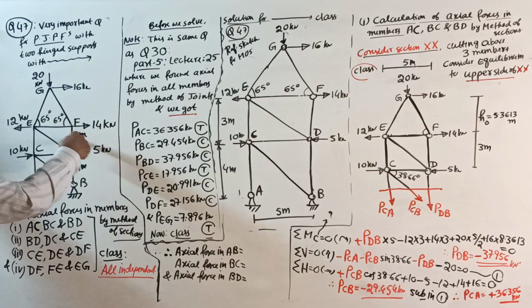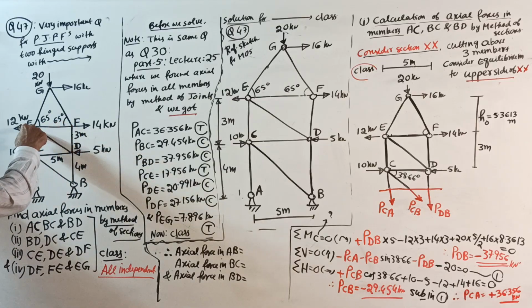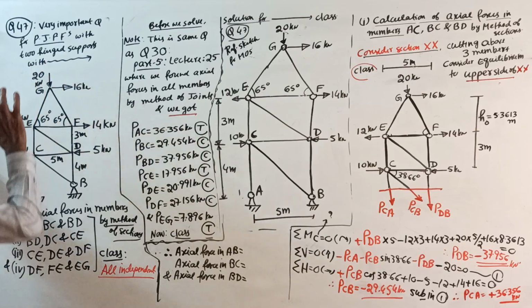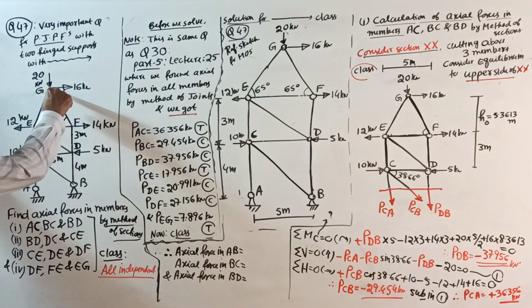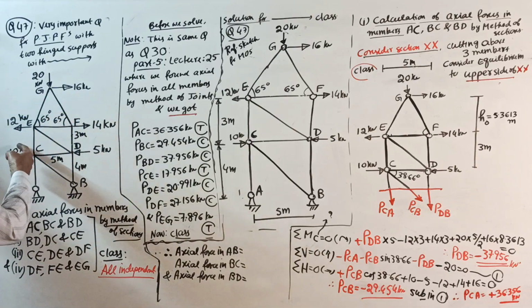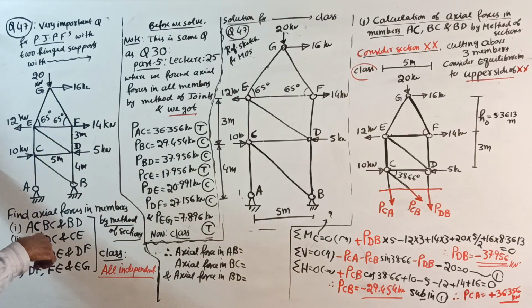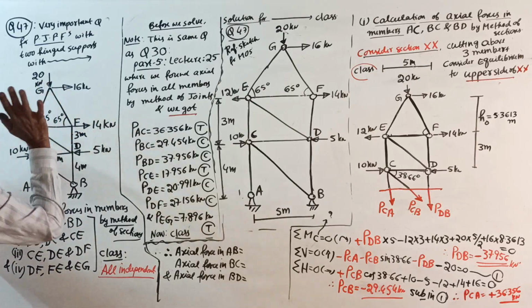Fourth one here: DF, EF and EG. One member is pending here. Which one? Only member GF is pending. For that, a cut is not possible. If I cut this way, it cuts 1, 2, 3, 4 members. What to do? Poor FG, I feel pity for you.